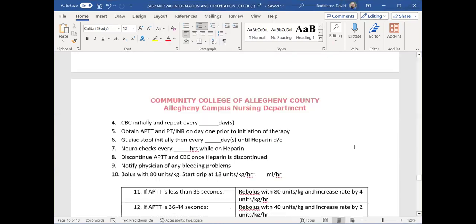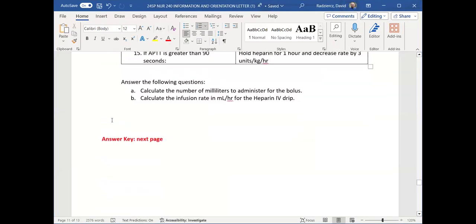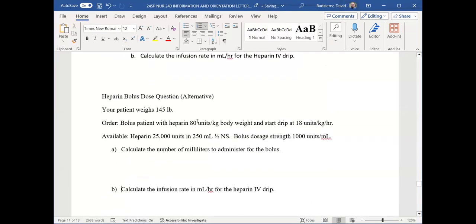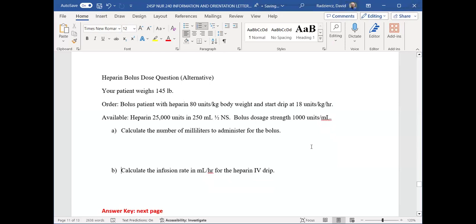So if I was doing this bolus question, to keep it simple, this is how I would try and ask the question. I would say, here's your patient, how much they weigh, here's your order or your orders in this instance, and here's what you have available.